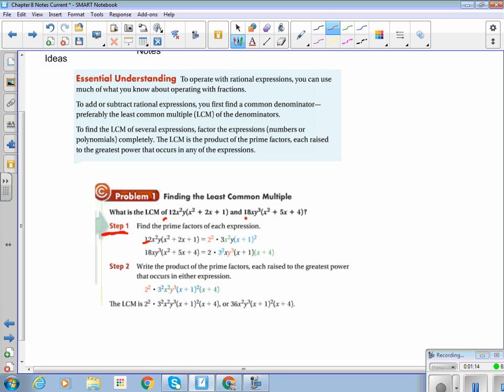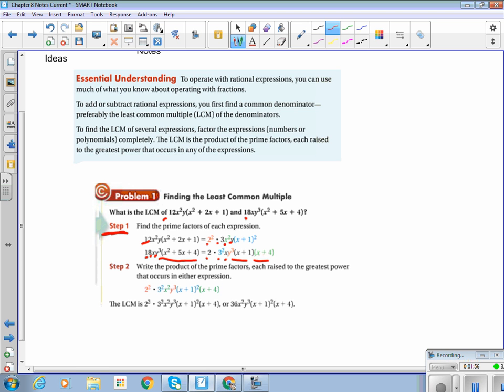So 12 is 4 times 3, or 2 times 2 times 3. X squared is x squared. Y to the 1 is y to the 1. X squared plus 2x plus 1 factors to be x plus 1 squared. 18 is 9 times 2, or 2 times 3 squared. So now we're getting down to its prime factors. It's got an x that just comes right on over, and a y cubed that comes right on over. And x squared plus 5x plus 4 factors to x plus 1 and x plus 4.